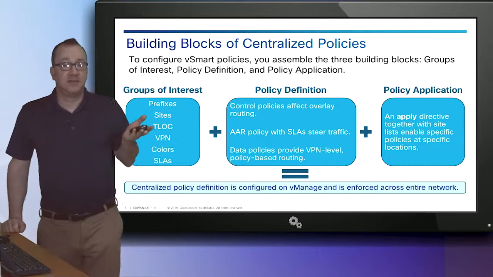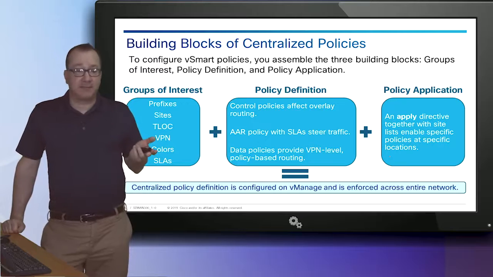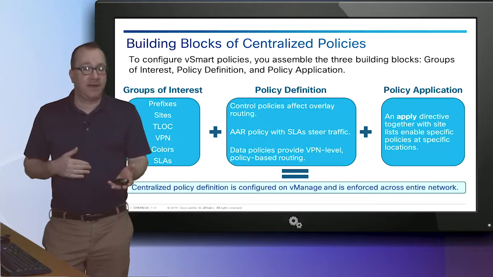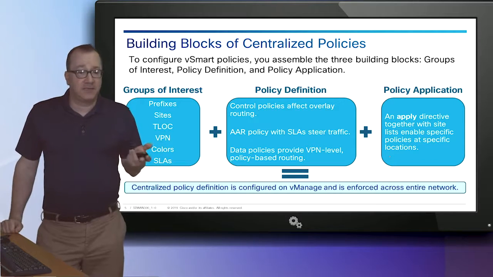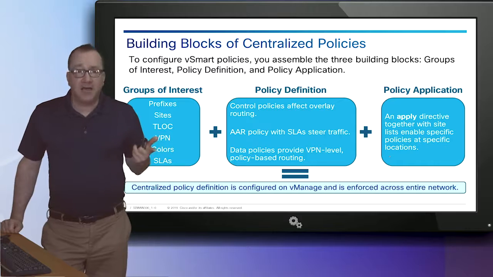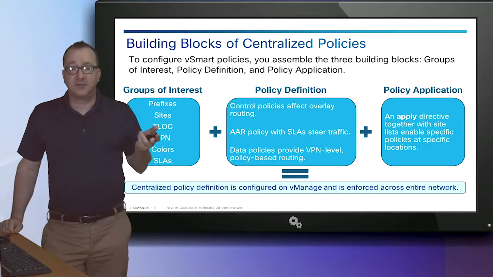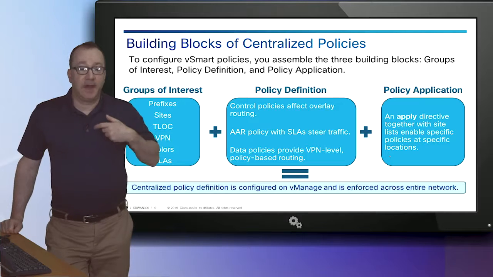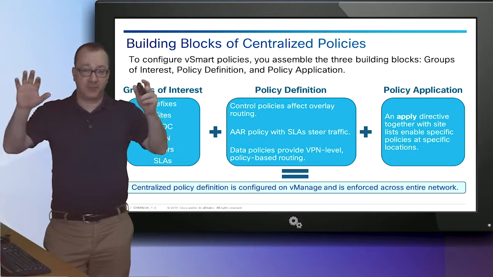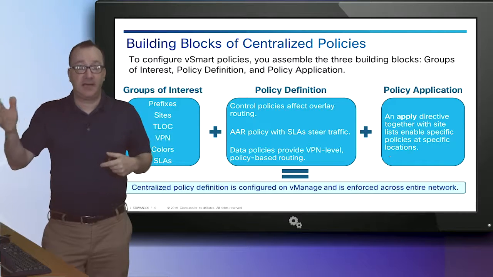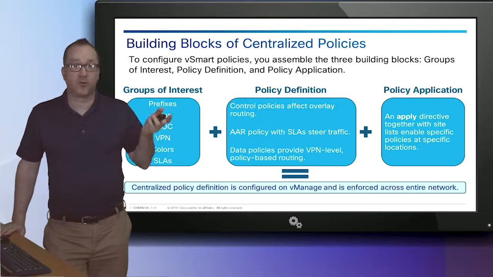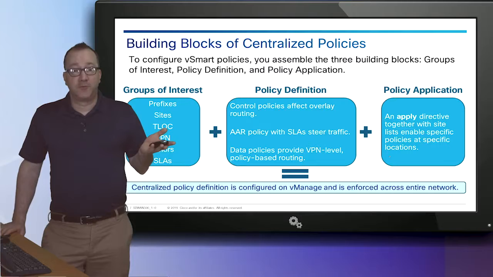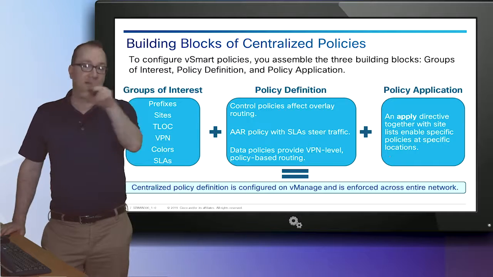Basically, you assemble the following three building blocks to configure a policy. We need to define groups of interest. Who is this going to be taking effect on? We can define those via prefixes, site IDs, TLOC IDs, VPN numbers, colors, and whatever SLA we want to set up. We create this group of interest list, and then we reference the list itself instead of each individual prefix or site later. If we have to change the group of interest, we just change that list, and we don't have to rewrite the entire policy.